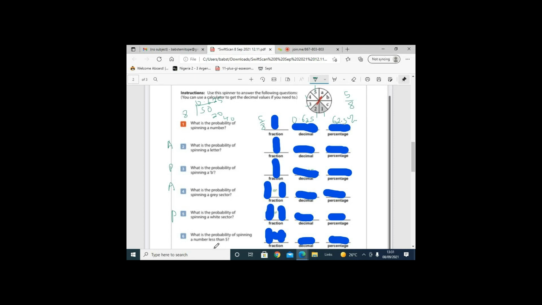And the other one is, what is the probability of spinning a gray sector? So which is 2/8. So 2/8 is 1/4. So 1/4 into decimal is 0.25. Into percentage is 25%. Yeah.